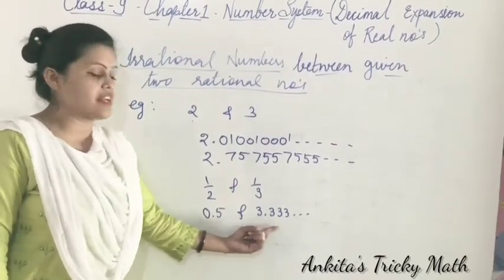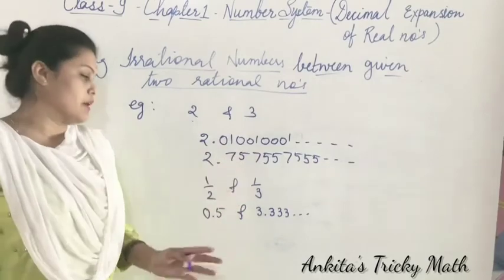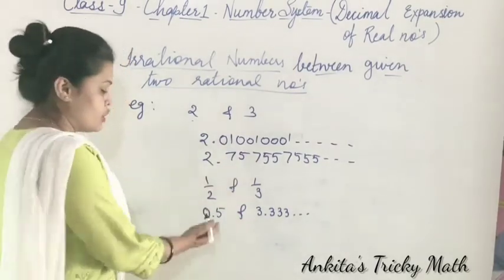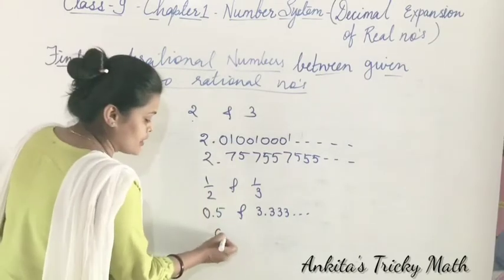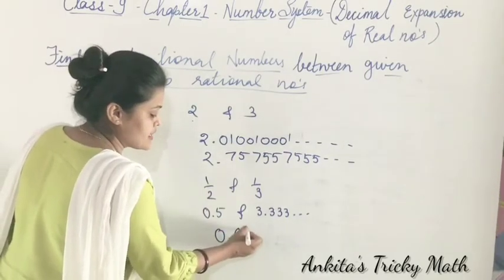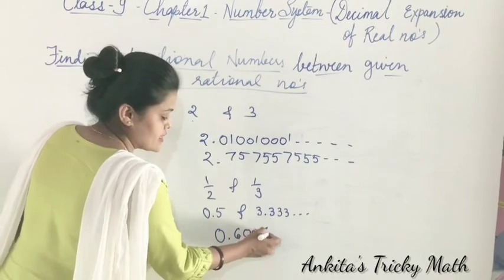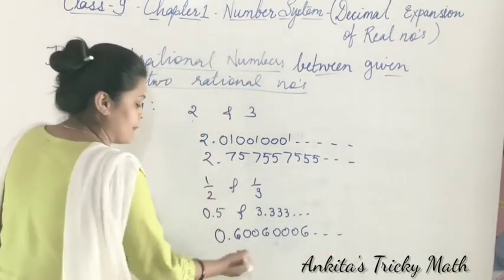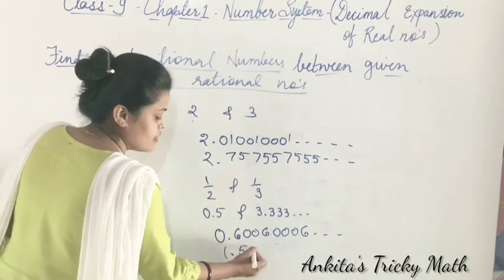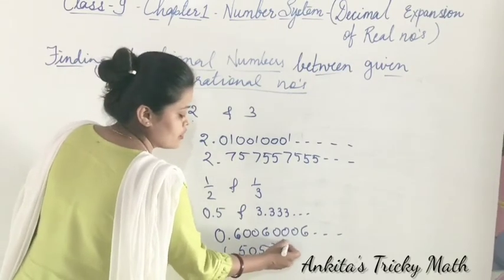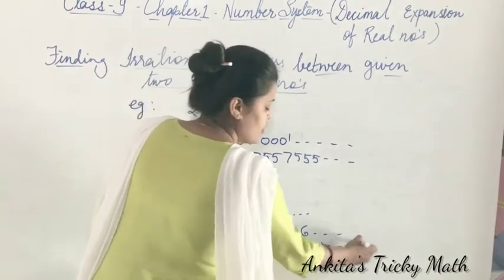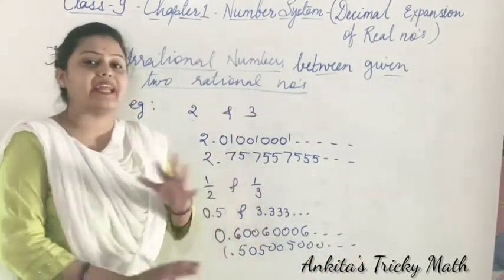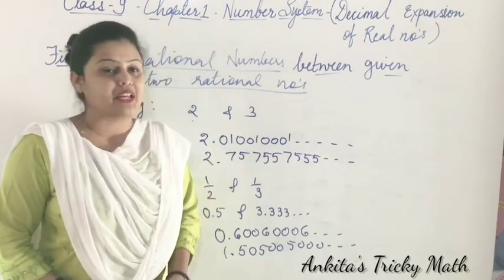So between 0.5 and 0.33 we have to find an irrational number. So here there are many numbers, it should be larger than 0.5. So it will be more than 0.5. It can be 0.6, 006, 0006. It can be like that also. It can be 0.50, 500, 5000. So here are numerous irrational numbers between any given two rational numbers.